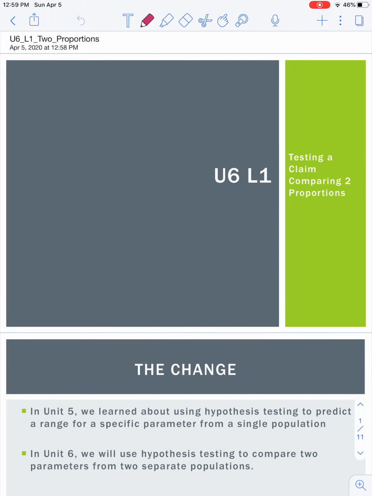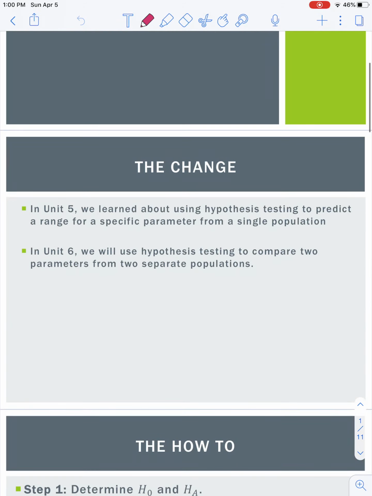All right, hello and welcome to Unit 6. Unit 6 is more hypothesis tests. So let's get right into talking about the unit and how this unit's different than last unit.